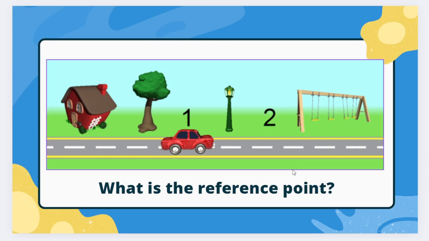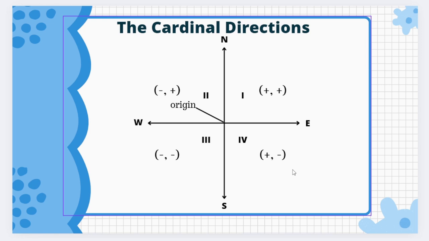Now, when speaking about reference points, it is important for us to go back to our concept of the cardinal directions, because sometimes the movement would be along the horizontal axis, or sometimes the movement would be along the vertical axis. So it's important for us to identify where is the north, where is the south, where is the east, and where is the west.